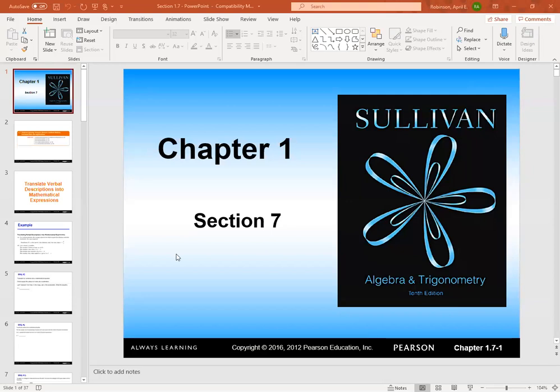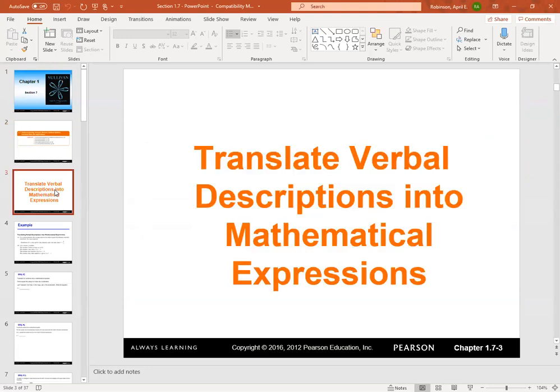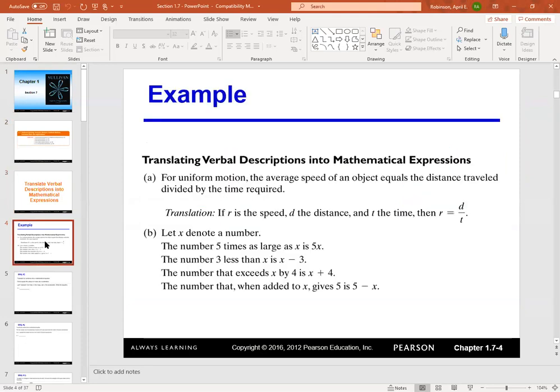All right, so we've got section 7 to do today. Hopefully I'll get through it all. And there are actually 5 objectives and we're gonna do all 5, unfortunately. We're gonna do some translating. We're gonna solve interest problems, mixture problems, uniform motion problems, and constant rate job problems. So we're just gonna start with translating verbal descriptions. And there's a lot of different words that mean add, subtract, multiply, and divide. But they've just given you a few examples here.